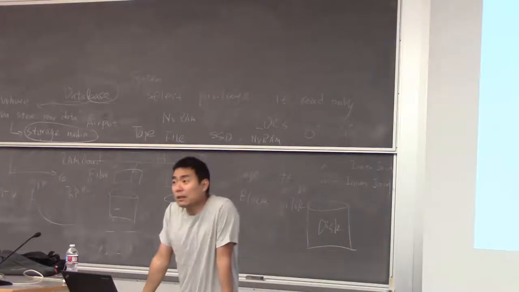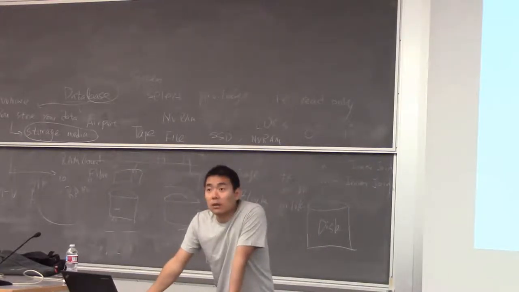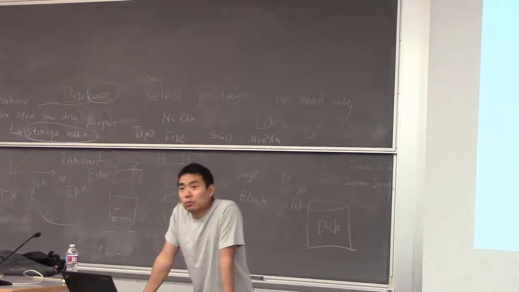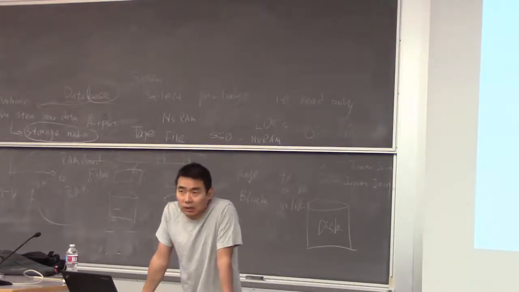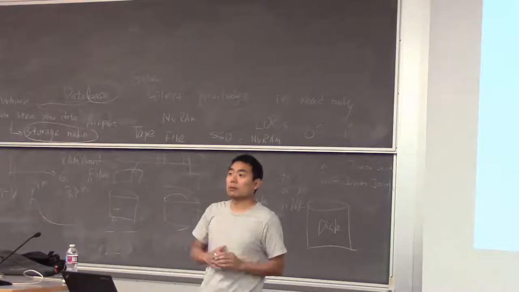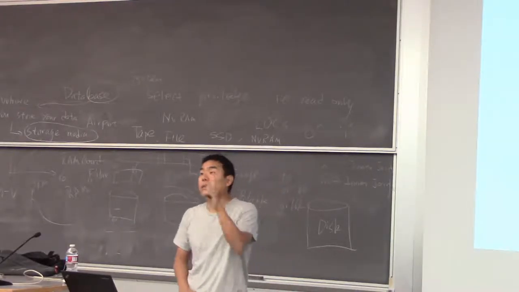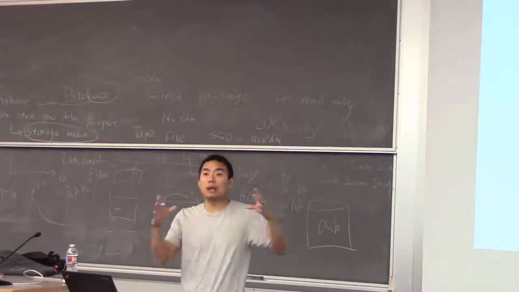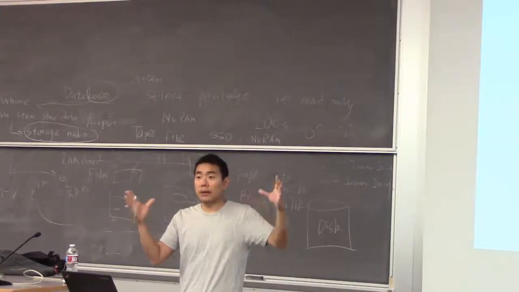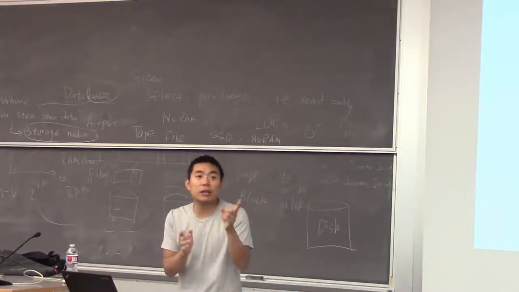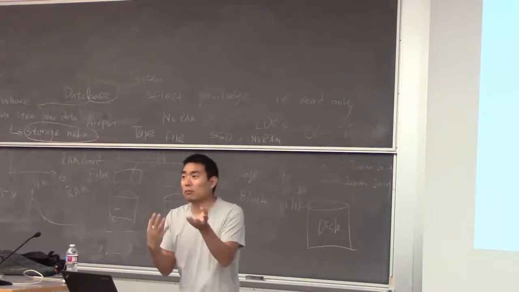And from a database system point of view, the minimum unit to read from and write to disk is a page. So even if you're just interested in one byte or even one bit, you will have to read in a whole block or page containing that byte or bit from disk. You never read just a single bit or byte from disk. That never happens.